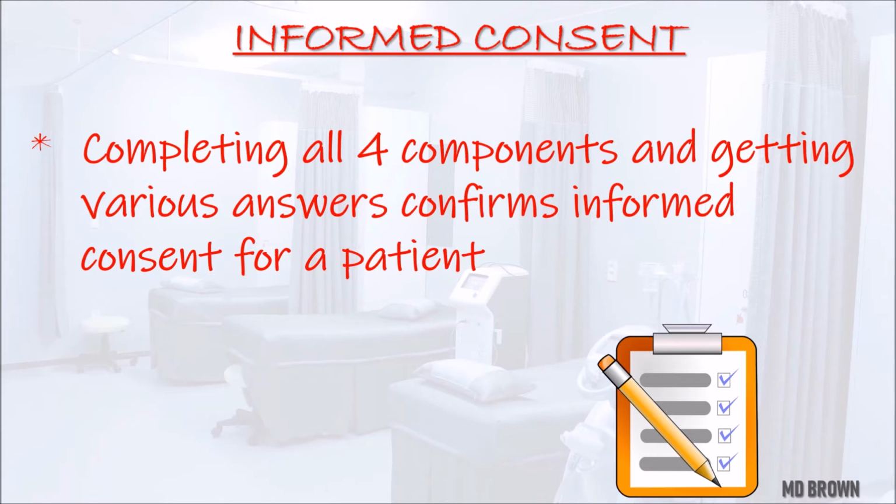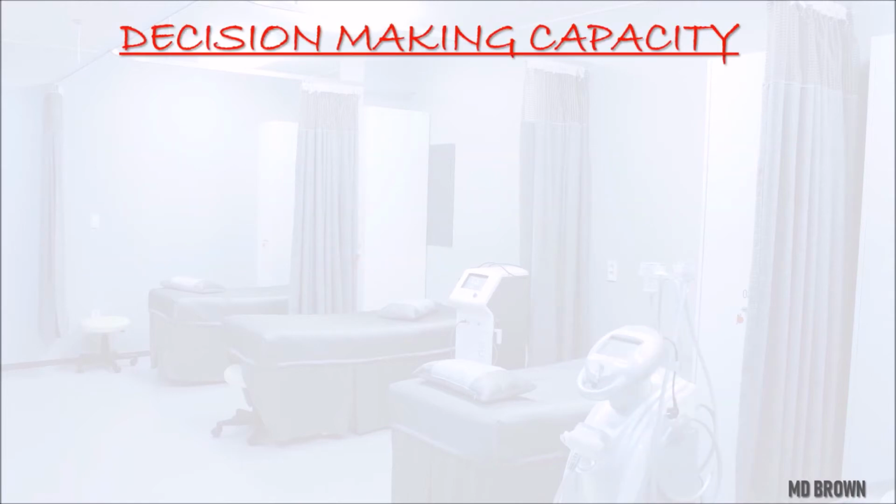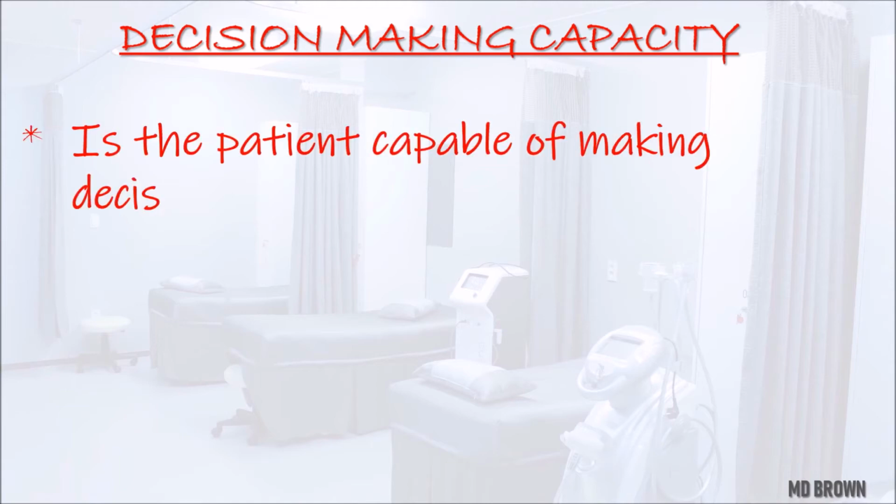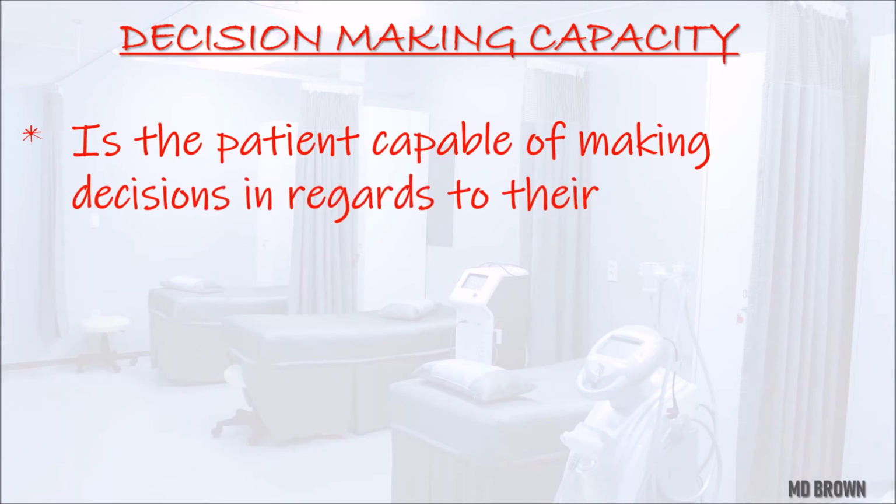Now we have to assess decision making capacity. Okay, so basically this is a way of determining if the patient is capable of making decisions in regards to their treatment, either to go ahead with the treatment or refuse the treatment. So again, we are still using a leiomyoma or fibroid example. So patient has come in, patient has refused all forms of treatment.